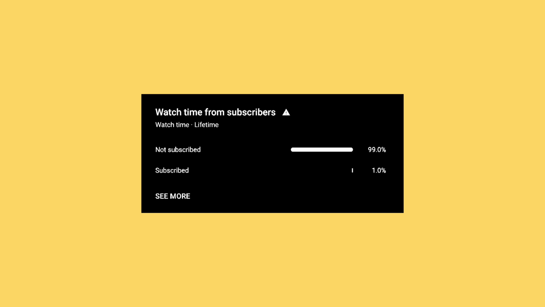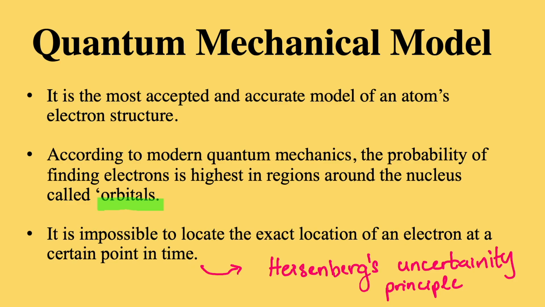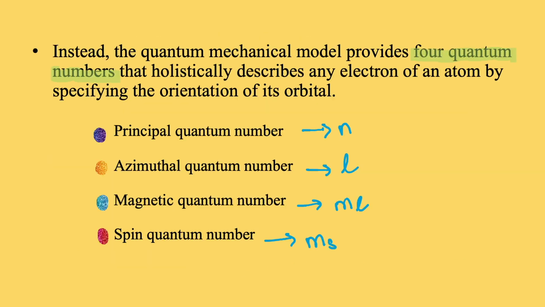Now, let's get started. The quantum mechanical model is the most accepted and accurate model for an atom's electron structure. According to modern quantum mechanics, the probability of finding electrons is highest in regions around the nucleus called orbitals. It is impossible to locate the exact location of an electron at a given point in time. This is also known as Heisenberg's uncertainty principle.